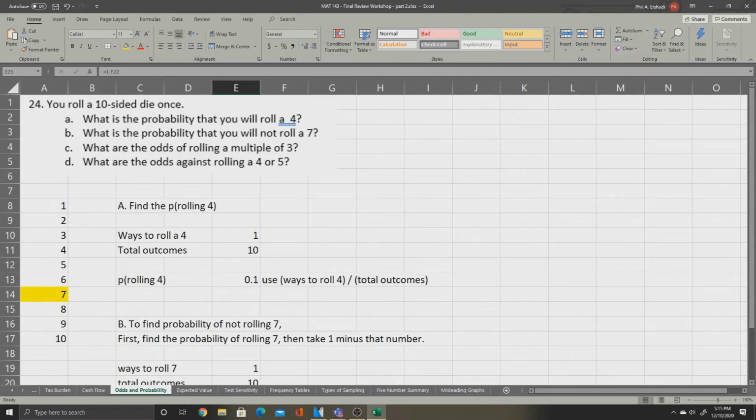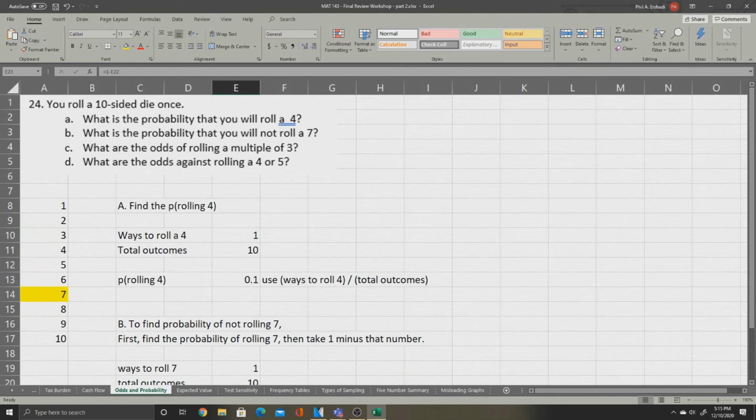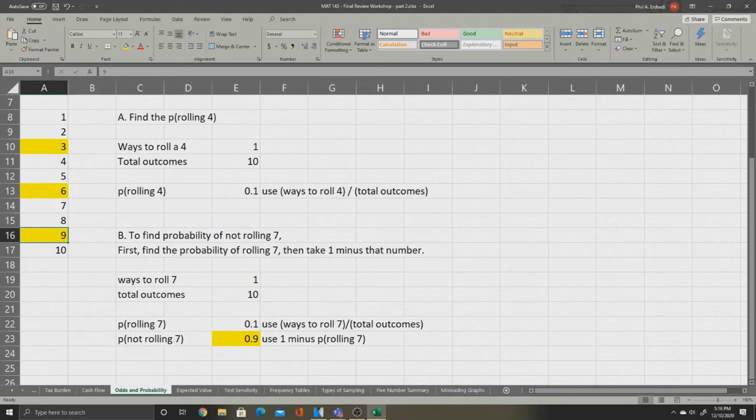Now, for part C, we are asked what are the odds of rolling a multiple of 3. So let's first clear the paint from the 7. Let's indicate our multiples of 3 on here. We'll paint the 3. Now 6 is also a multiple of 3, and we'll paint that too. And 9 is also a multiple of 3. We'll paint that too.